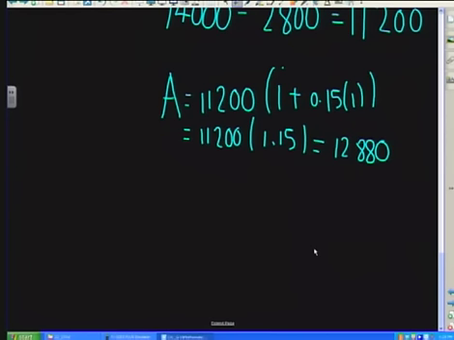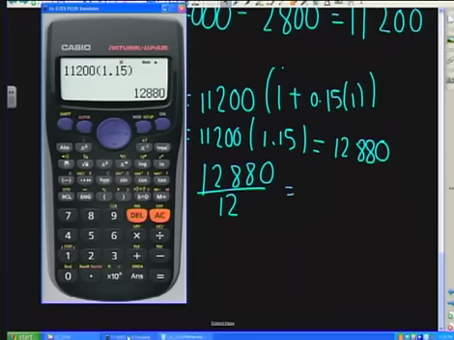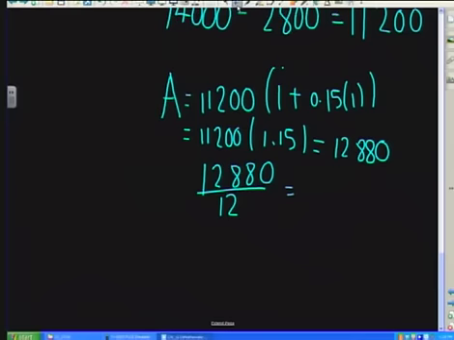Okay, so it's 12,880, but we want to know what she's going to pay each month. So we take the 12,880, divide it by 12, and let's see what we get there. So it's 12,880 divided by 12, and we get 1,073 Rand and 33 cents. So that's 1,073 Rand and 33 cents. Let's just call that up again to make sure.